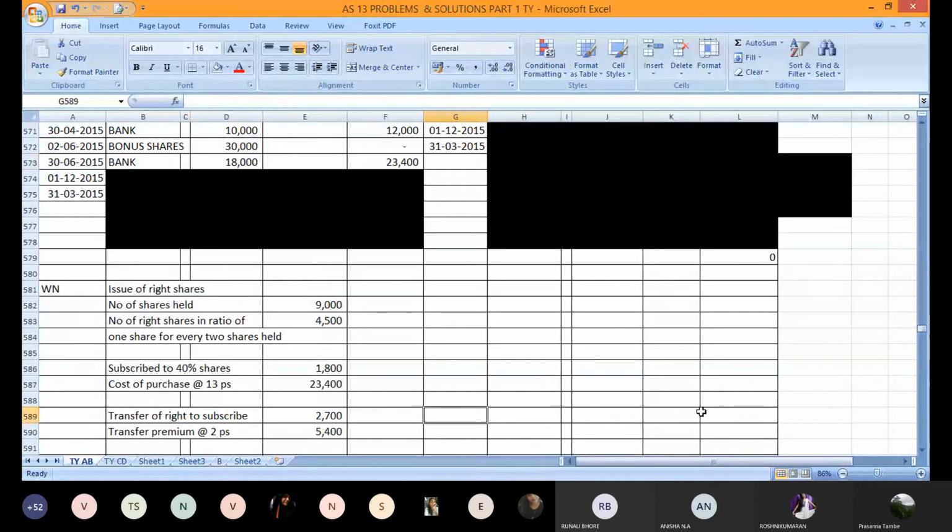This entry will not affect your ledger of investment. This is other income, so this will go to profit and loss account.